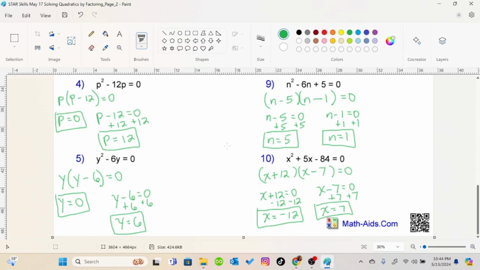If you have any questions about how to rewrite standard form as factored form and then solve for the solutions, which are the x-intercepts, please ask for clarification so that you are prepared for the test on Friday.